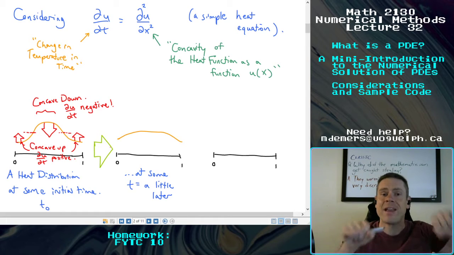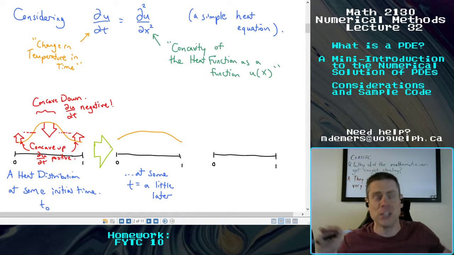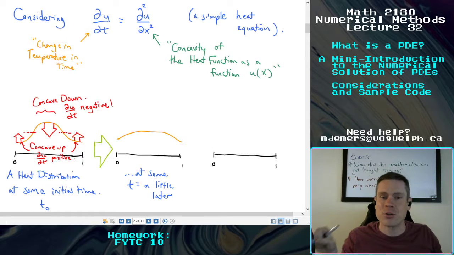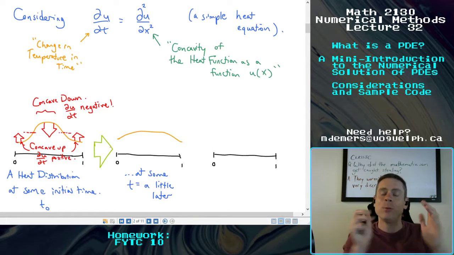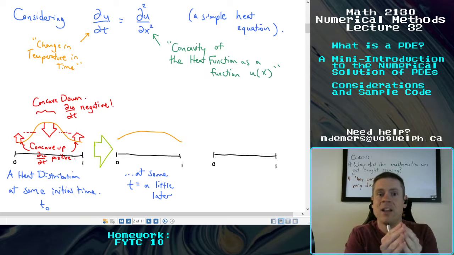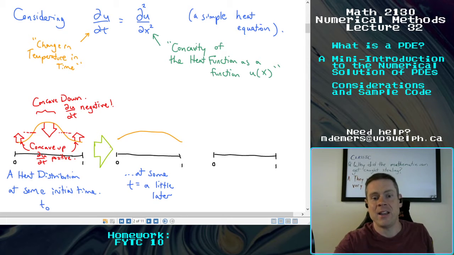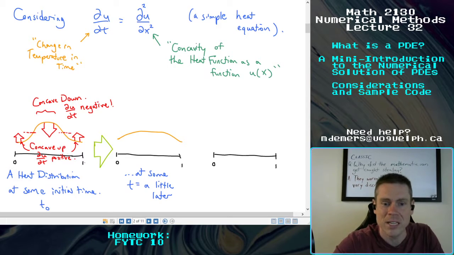right? If you were to leave that iron bar on the ground for a long, long time, what's going to happen? It's going to become an even temperature all the way across, right? The heat will have flowed from the places where it's hot to the places where it's not, and you get something that's a little bit more even.